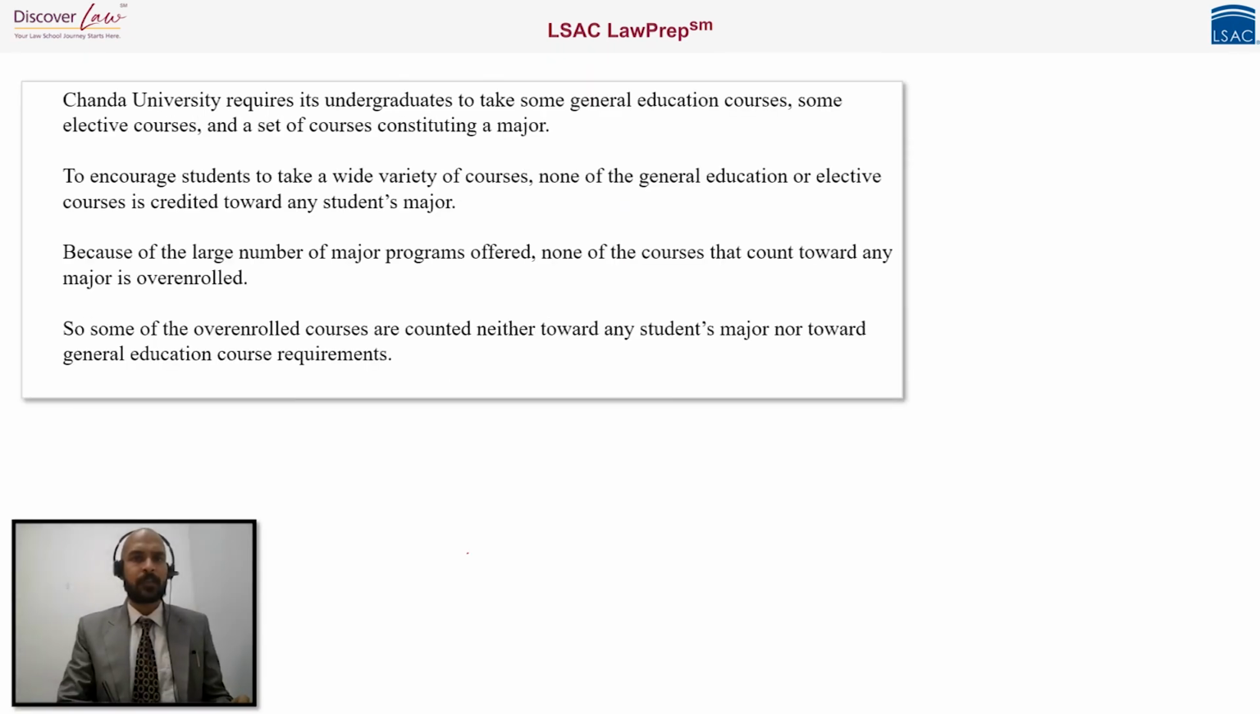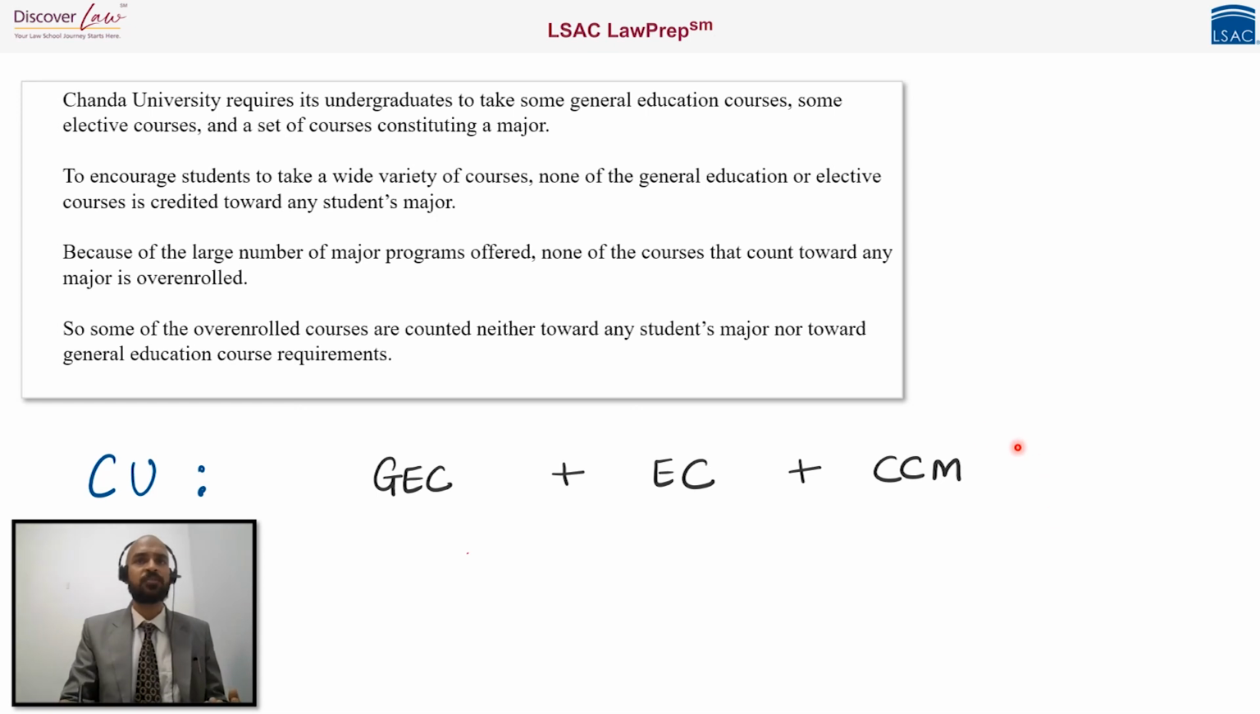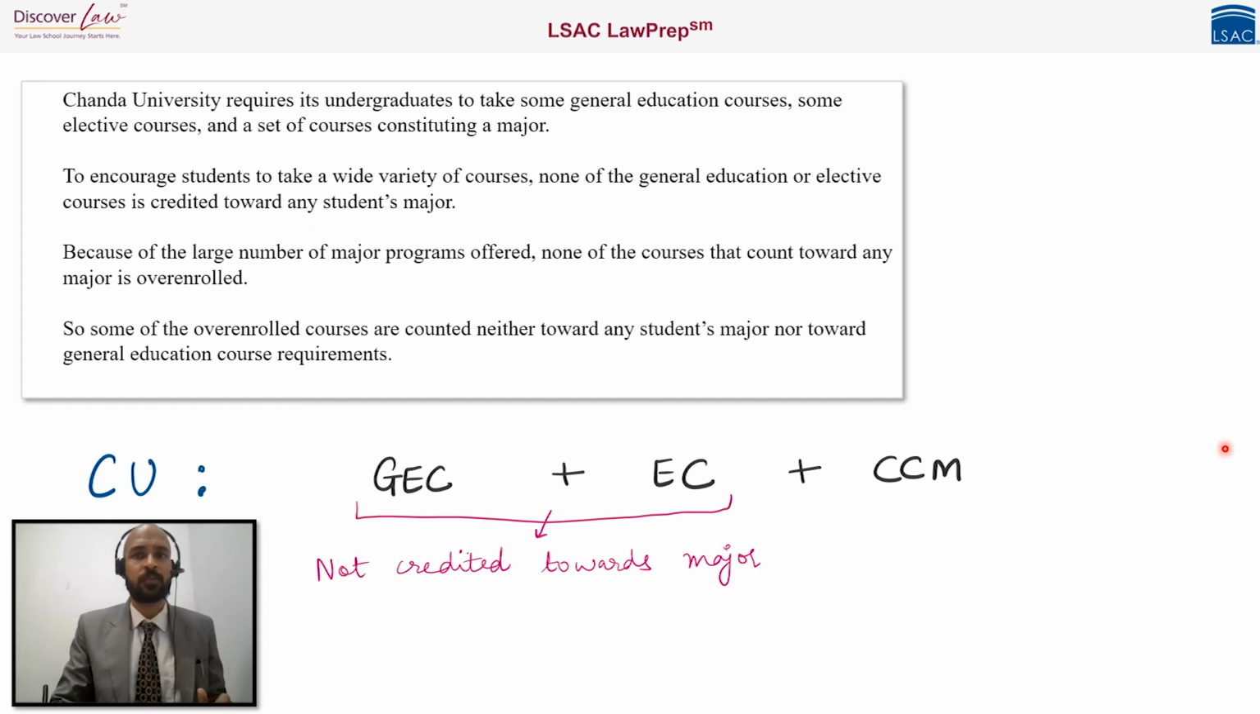Okay, sentence by sentence. It says Chanda University requires its undergraduates to take some general education courses, GEC, some elective courses, EC, and a set of courses constituting a major, which I can abbreviate as CCM. So Chanda University requires students to take these. Okay. To encourage students to take a wide variety of courses, none of the GEC or the EC is credited towards any student's major, which means that these two are not credited towards major.